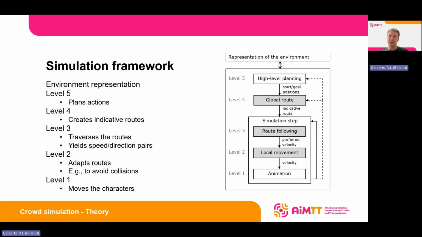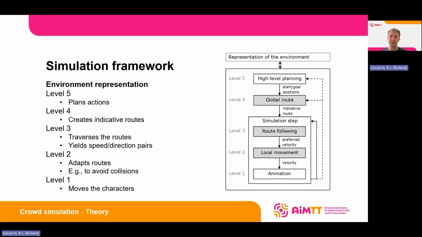Together, these layers create a hierarchy of decision making. Higher levels determine where people want to go, while lower levels determine how they actually get there. By combining strategic planning with local interactions, crowd simulations can generate realistic movement patterns and complex crowd behaviors from relatively simple underlying processes. A simulator needs to know where the pedestrians can walk.